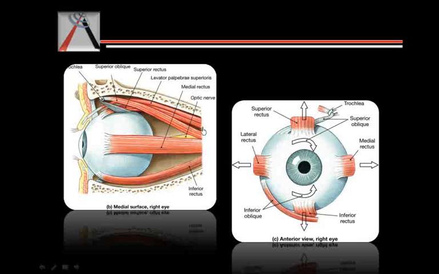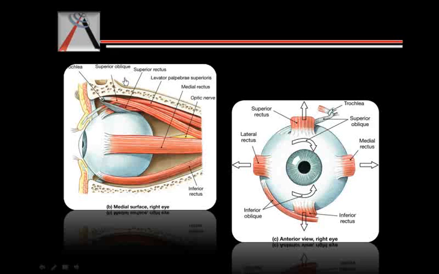So we'll see all the recti muscles, they come straight on and get inserted into the sclera. We can also see it in this diagram. And since the insertion is straight down from the apex onto the sclera, they move the eye in their respective direction. So for example, superior rectus will move it upwards, medial rectus will move it medially, and inferior and lateral rectus all move in their respective direction.